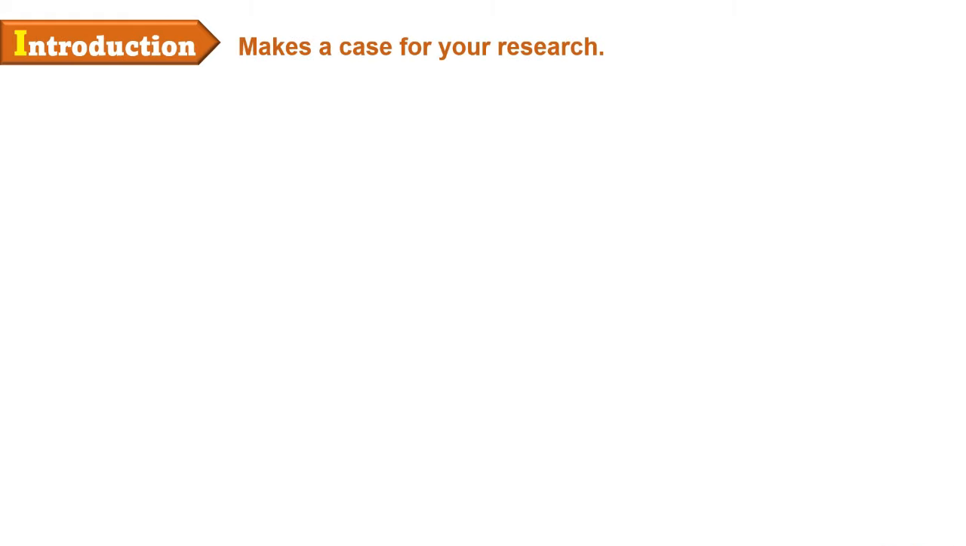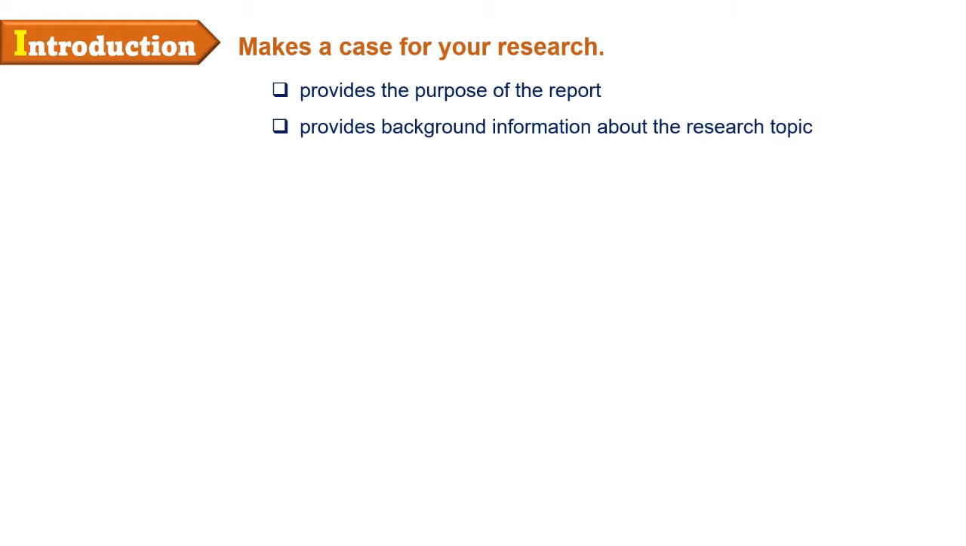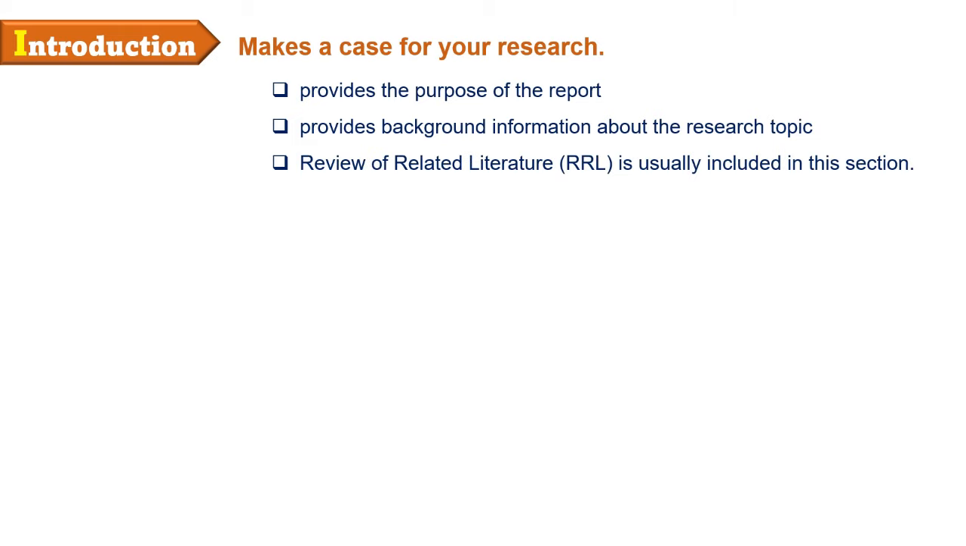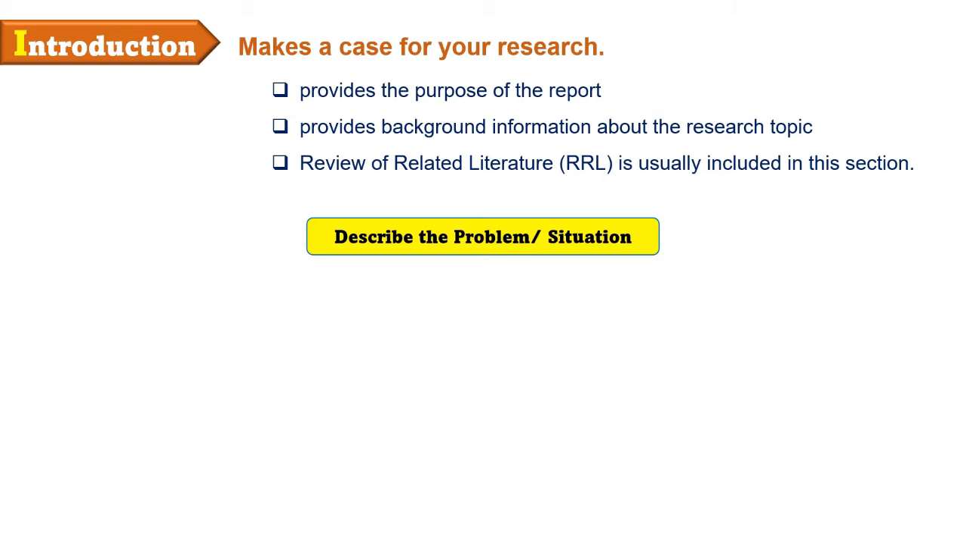Right after the abstract is the introduction. This section makes a case for your report. The introduction provides the purpose of the report and the background information about the research topic. Review of related literature or RRL is usually included in this section. So if you are using the IMRAD format, the RRL section is not written separately, but is included in the introduction section. In writing the introduction, you should begin by describing the problem or situation that motivates the research.